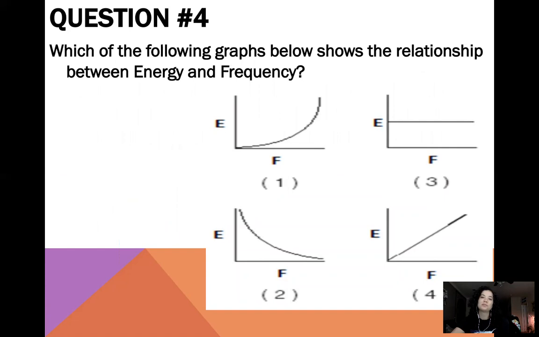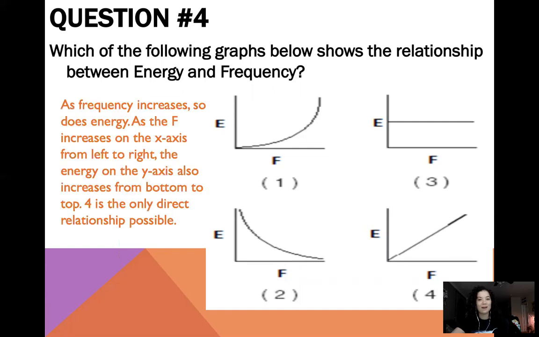All right, almost done. Which of the following graphs shows the relationship between energy and frequency? Take a second, pause me, and pick your graph. All right, remember, as frequency goes up, so does energy. They are directly proportional. So graph number 4 is the only one that shows a directly proportional relationship that is linear.